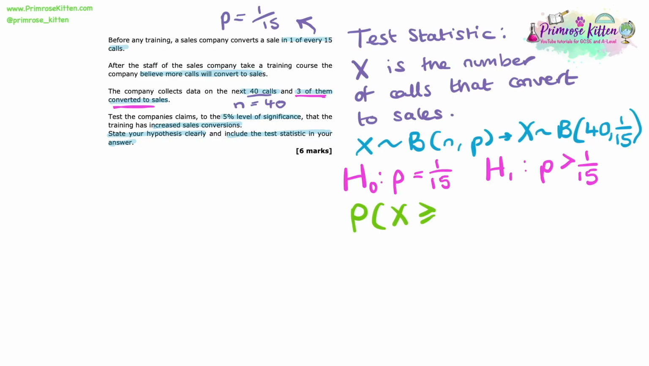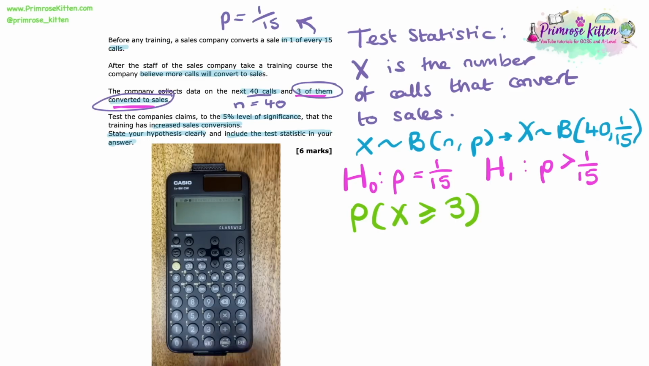Here we want the probability that X is bigger than or equal to 3. And that 3 has come from the fact that the company collected data on the next 40 calls and 3 of them converted to sales. We always want to make sure that we keep the direction of that inequality in the same direction as our alternate hypothesis. So our alternative hypothesis stated the probability is bigger than 1/15, and so we're looking for the probability that X is bigger than or equal to 3.